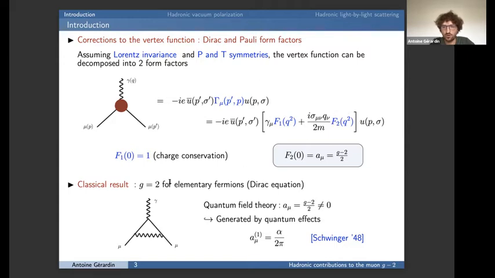Just as I said, at the classical level, from the Dirac equation, g is exactly equal to 2, and so a_mu equals 0. But then in quantum field theory, it will of course be different from 0. The first correction was computed by Schwinger more than 70 years ago. And this is the famous first order correction, which does not depend on the mass, so it is the same for the electron, the muon, but also for the tau.